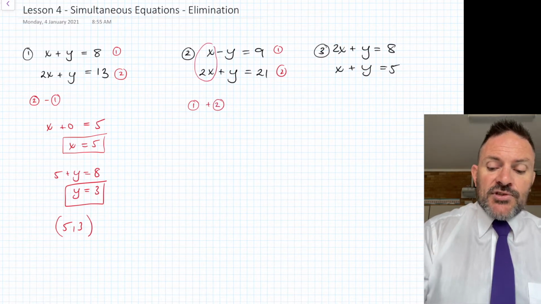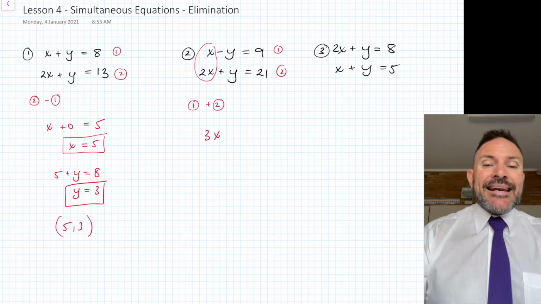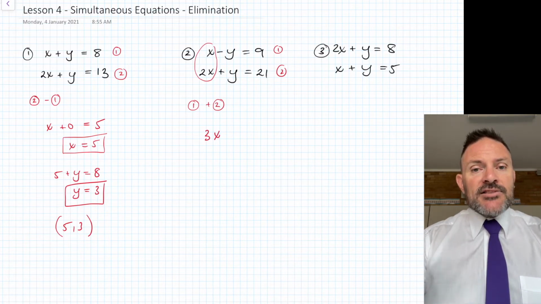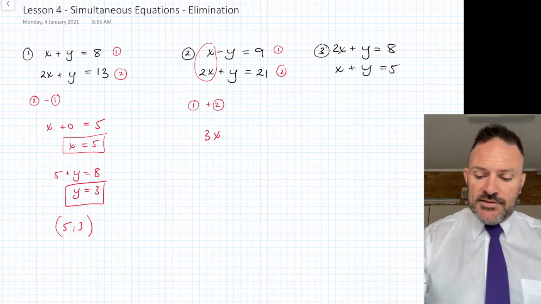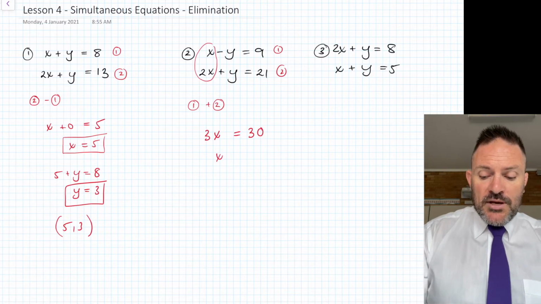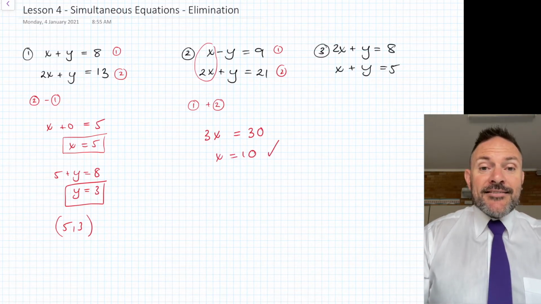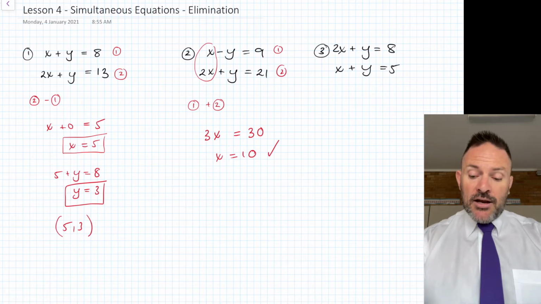Now, x plus 2x makes 3x. Negative y plus positive y, well, that makes 0, right? Disappears. 9 plus 21, well, that makes 30, which means x equals 10. Simples, right?